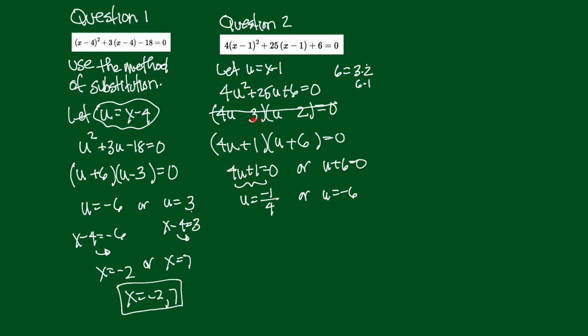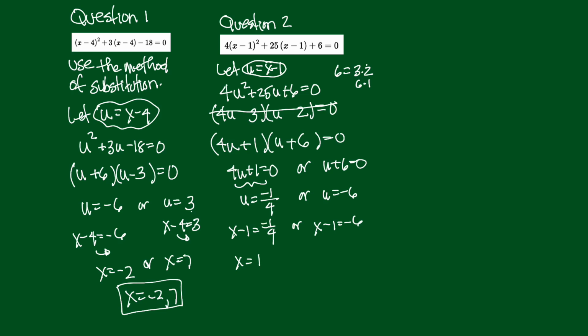By our original substitution, I should circle that up here. I usually do. So circle that. What is u? It's x minus 1. So what I really get now is x minus 1 is negative 1/4, or x minus 1 is equal to negative 6. Okay, now over here, I'm going to add 1, so I'll get x equals 1.